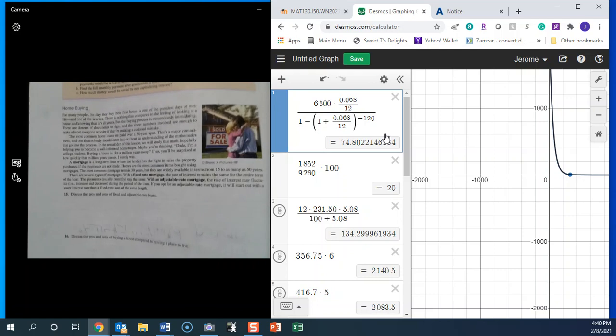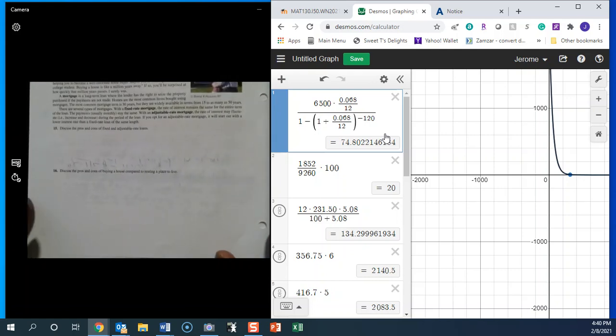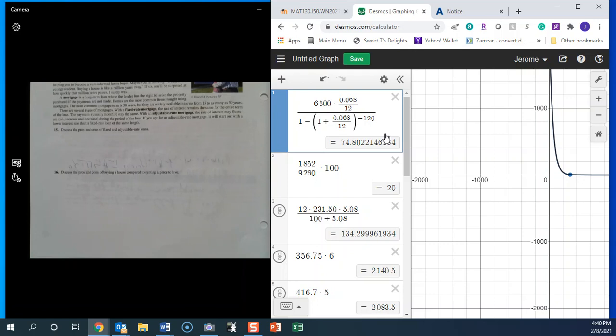Okay, now we go over here to the next page. We're going to talk about mortgages for a little bit. A mortgage is a long-term loan where the lender has the right to seize the property purchased if the payments are not made. Homes are the most common items bought using mortgages. The most common mortgage term is 30 years, but they are widely available in terms from 15 to as many as 50 years. There are several types of mortgages. With a fixed rate mortgage, the rate of interest remains the same for the entire term of the loan. The payments, usually monthly, stay the same.